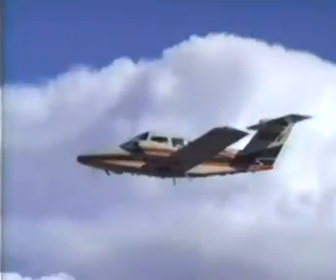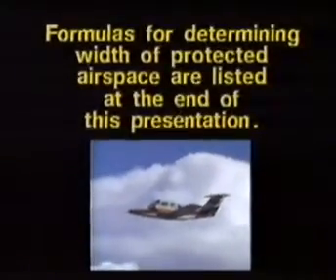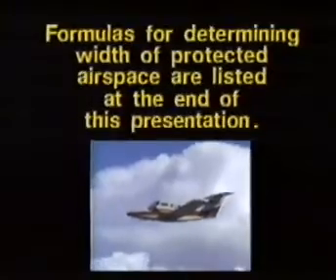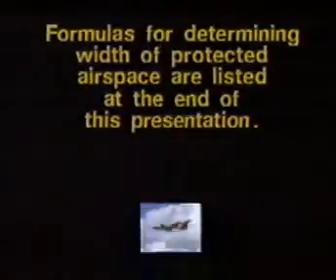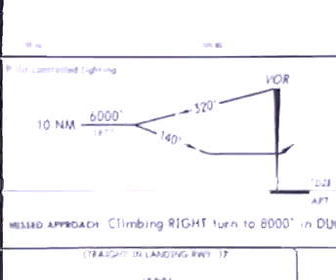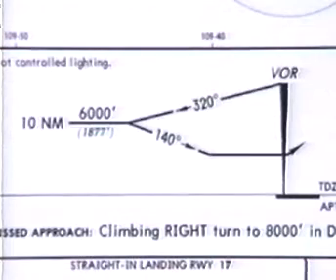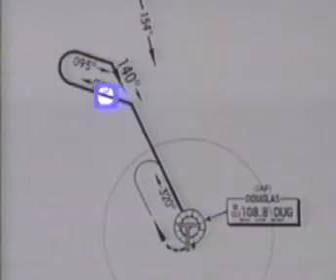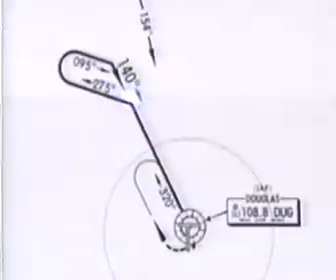There is a similar formula for each type of approach, but rather than show each one, we've included them at the end of the video presentation. Now let's look at another kind of approach where the VOR does not have a final approach fix. In this situation, the facility is usually located on the airport, and you shoot the approach by flying to the facility and then executing a procedure turn before entering the final segment.